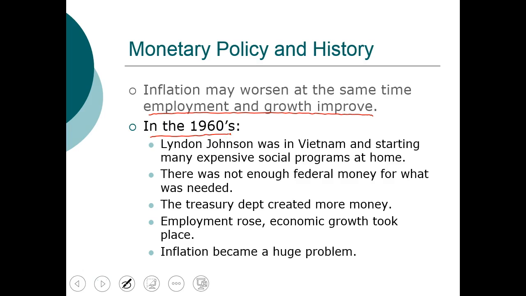In the 1960s, Lyndon B. Johnson was in Vietnam and starting many expensive social programs at home. There was not enough federal money for what was needed. So what happened? The Treasury debt created more money. Employment rose, economic growth took place, just for the reasons that we've been talking about this whole time. The money supply increased, decreasing interest rates, encouraging more people to start buying more things. And because more people needed more items, people needed more production, employment rose, unemployment fell in order to utilize more resources. Economic growth took place, but inflation became a huge problem. For that same reason, because of the productivity and the increased demand, the aggregate demand went up, causing prices to increase.